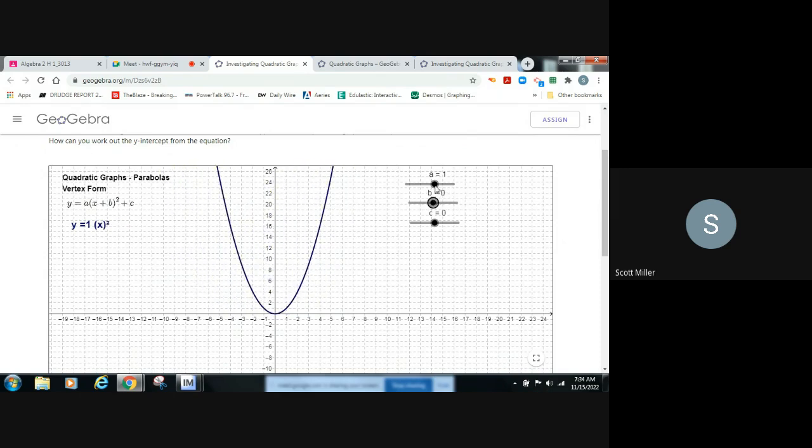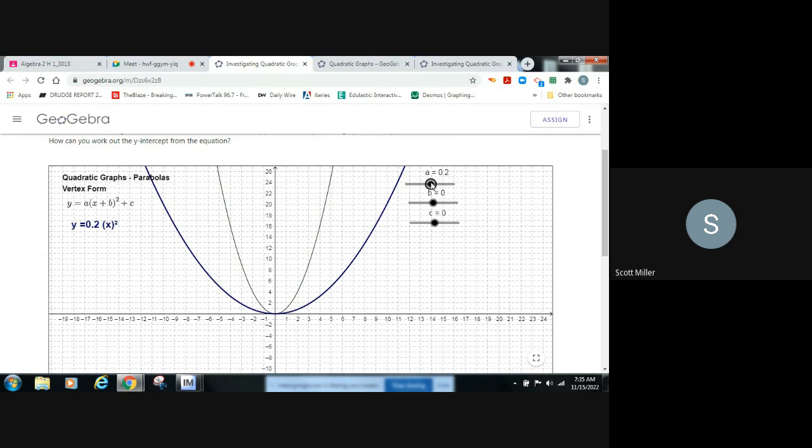What does the A do? A does two things. Let's see if we can figure out both of them. So as I move this way, see, starting at 1, now I'm getting numbers bigger than 1. The graph is getting narrower. Okay? What if I move it smaller than 1 but bigger than 0? Still positive. Now it's getting wider. See that? It's getting wider.